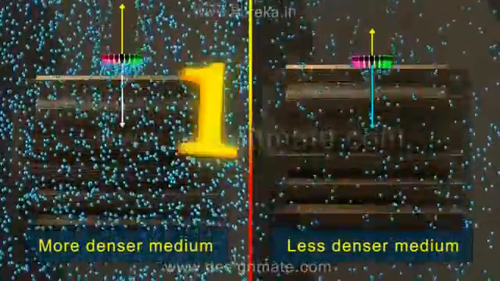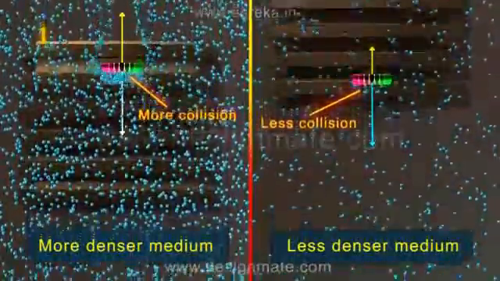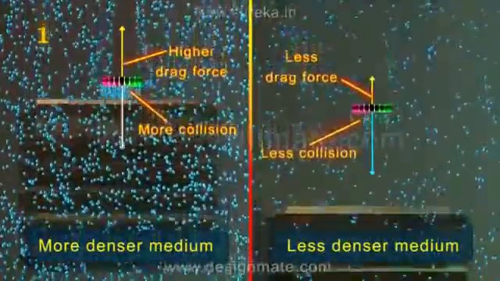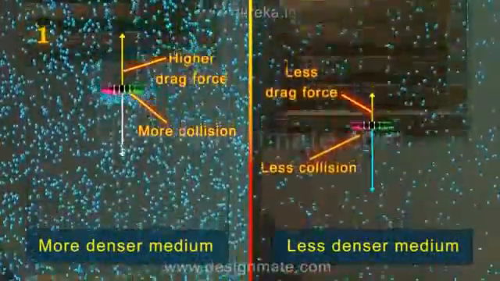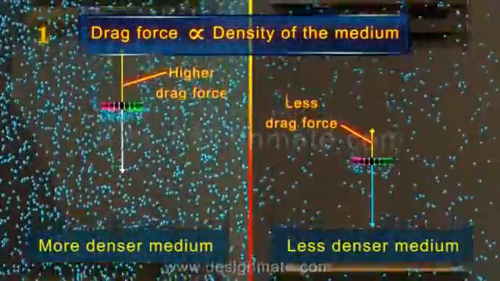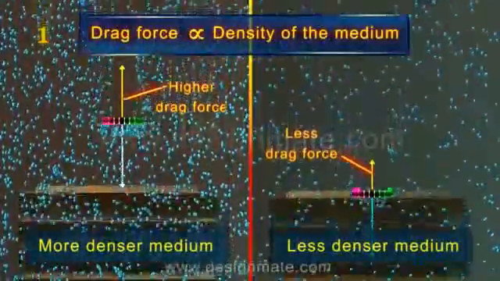1. A denser medium has more air particles, which increases the probability of collision with the falling body, resulting in a higher drag force. Thus, drag force acting on an object is directly proportional to the density of the medium through which the object is moving.